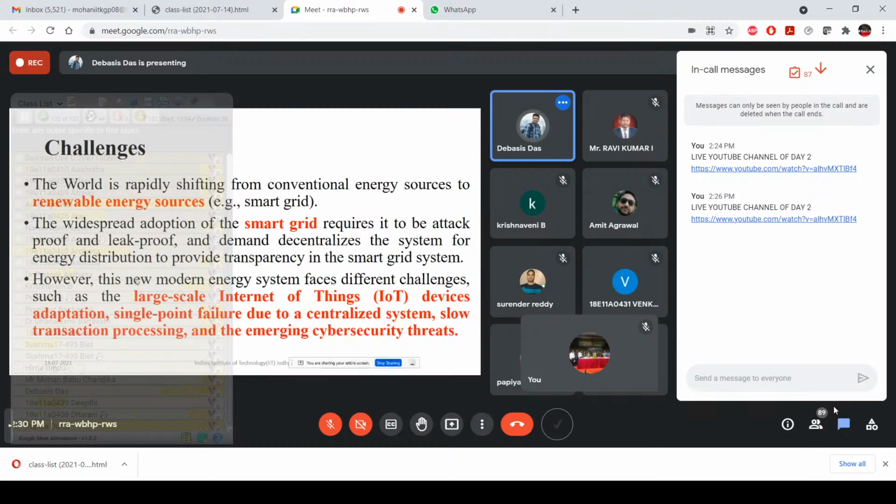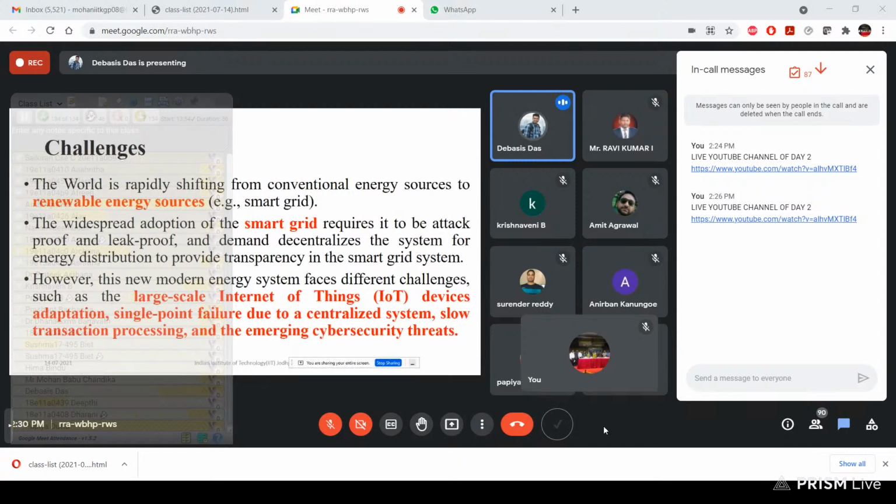Okay, so the new modern energy system faces these challenges. What are the challenges? A large number of devices are connected. I just mentioned the smart meter, but we can include multiple devices. As well as a single point of failure due to centralization.